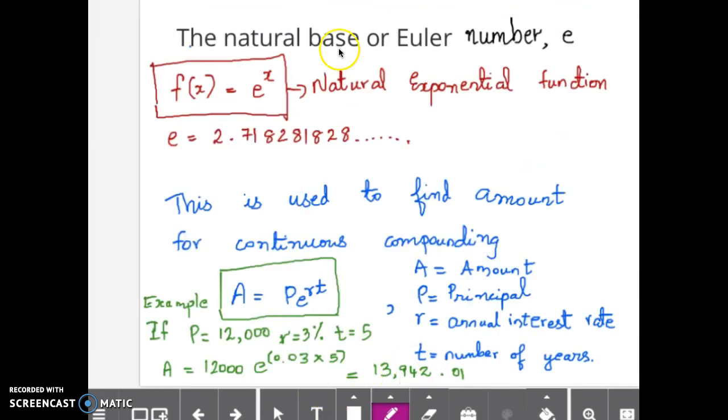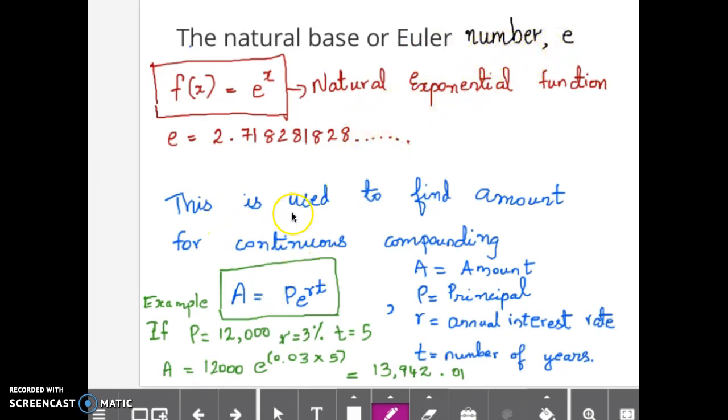Next is the natural base, or Euler's number e. The only difference is that f of x is equal to b to the power of x, but instead of the base b, they're using a number called the natural number, which is e, 2.7182, and it just goes on. It's a decimal that does not end. I hope you remember what you call a decimal that does not repeat or does not end. It's called an irrational number. So e is an irrational number here. And it's also called Euler's number because he's the mathematician who found that number.